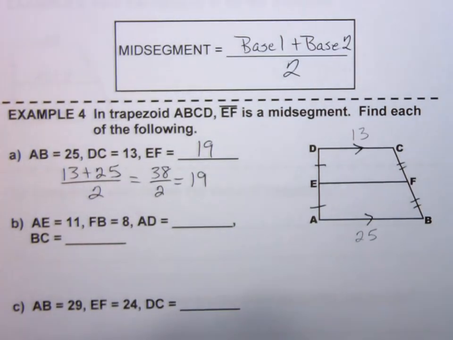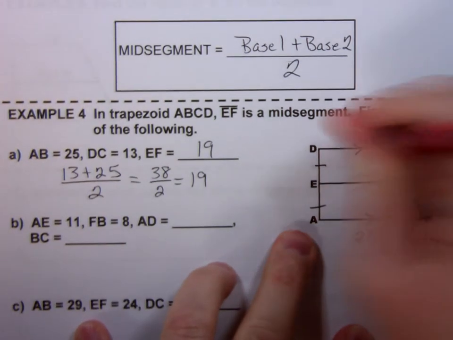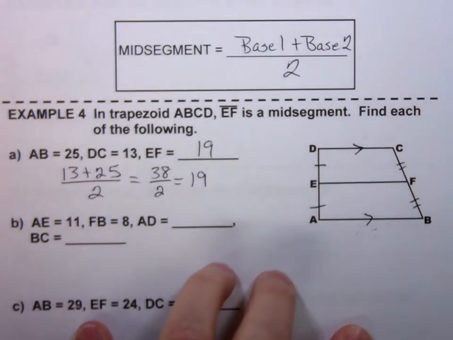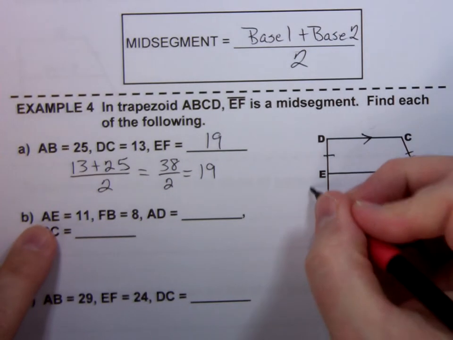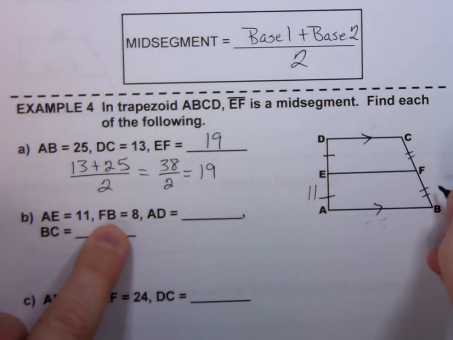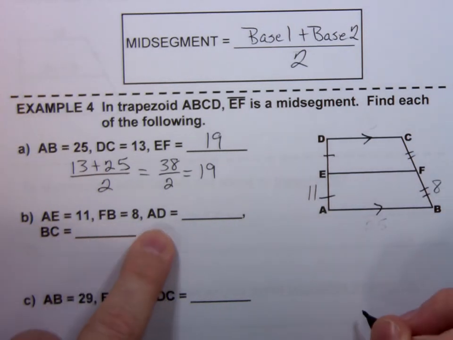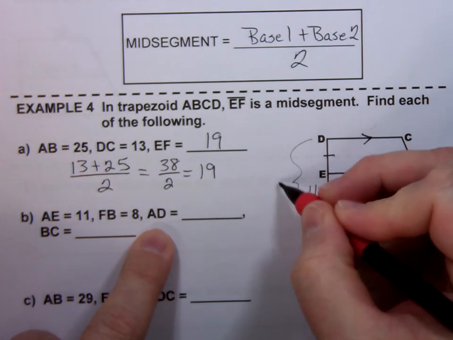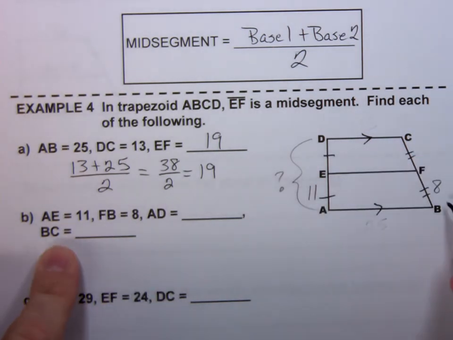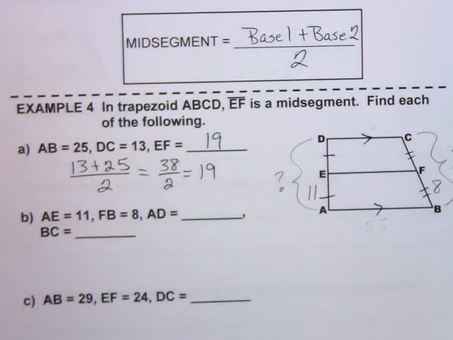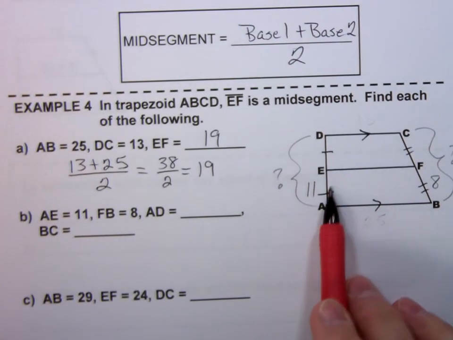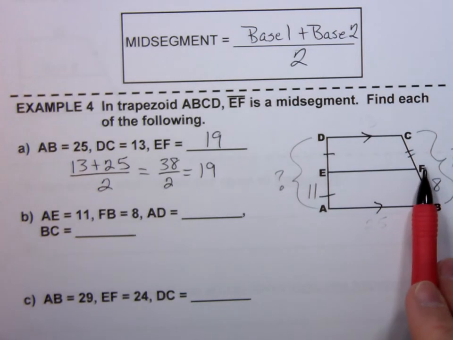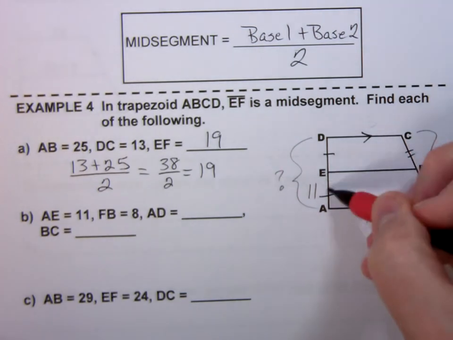Okay, I'm going to erase that from the picture so I can label it with the new problem. Let's try another one. It says the distance from A to E is 11. The distance from F to B is 8. And we want to know what is the distance from A to D and what is the distance from B to C. Now remember, because line segment EF was a mid-segment, I knew that this was the midpoint of this side, making these two segments congruent. F was the midpoint of this side, making these two segments congruent.